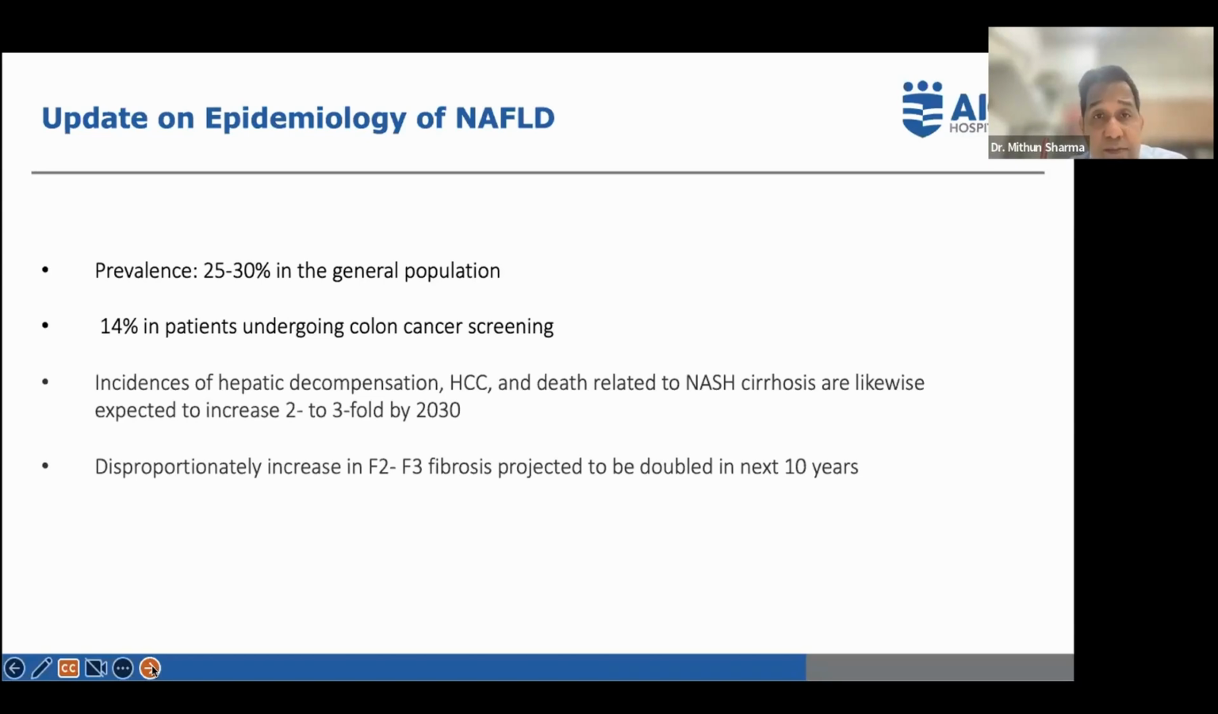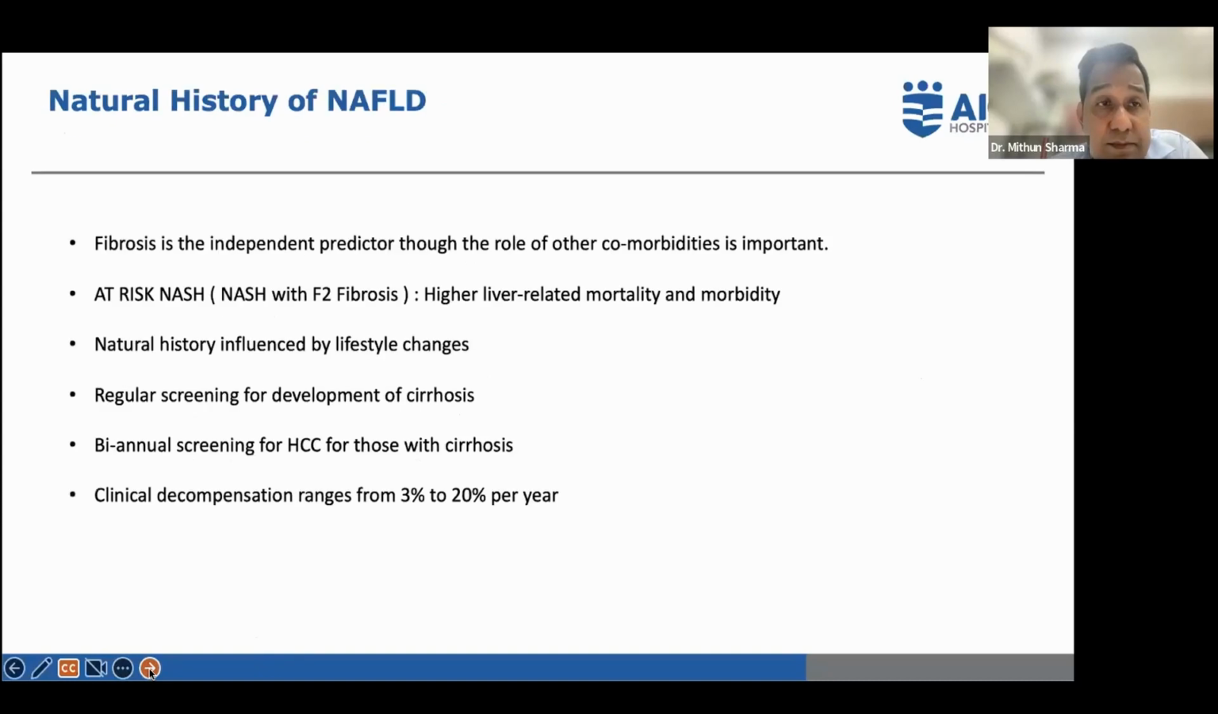And it is expected that the rate of hepatic decompensation will rise, and models to predict decompensation are on the way. The progression to cirrhosis and HCC due to NASH is expected to increase 2 to 3-fold by the year 2030. And it is expected that the number of patients diagnosed with F2, F3 fibrosis will double in the next 10 years.